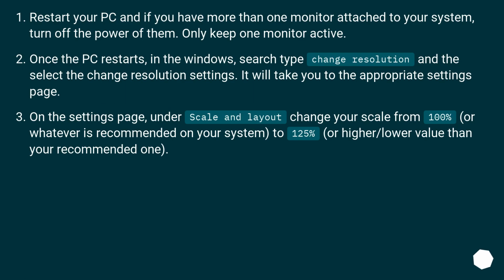Restart your PC, and if you have more than one monitor attached to your system, turn off the power of them. Only keep one monitor active. Once the PC restarts, in the Windows Search type Change Resolution, and select the Change Resolution settings. It will take you to the appropriate settings page. On the settings page, under Scale and Layout, change your scale from 100%, or whatever is recommended on your system, to 125%, or a higher or lower value than your recommended one.